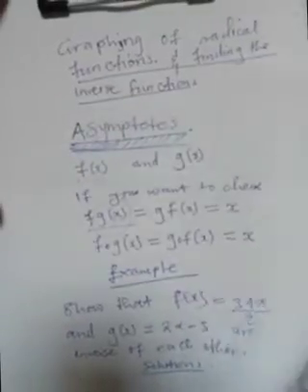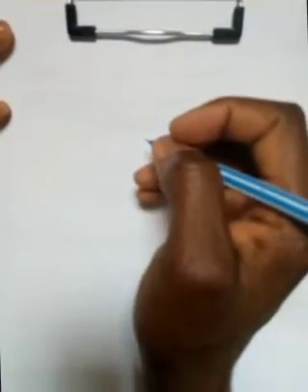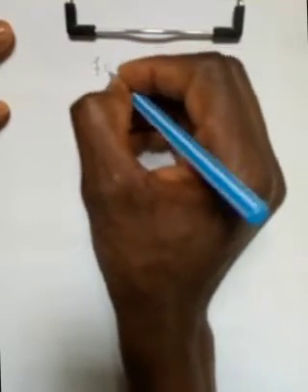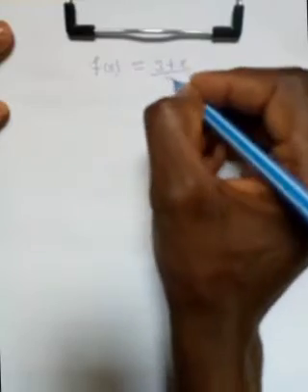All right, so let me try to write from somewhere else. What you are going to understand the most here, we have f of x, which is equal to 3 plus x over 2.